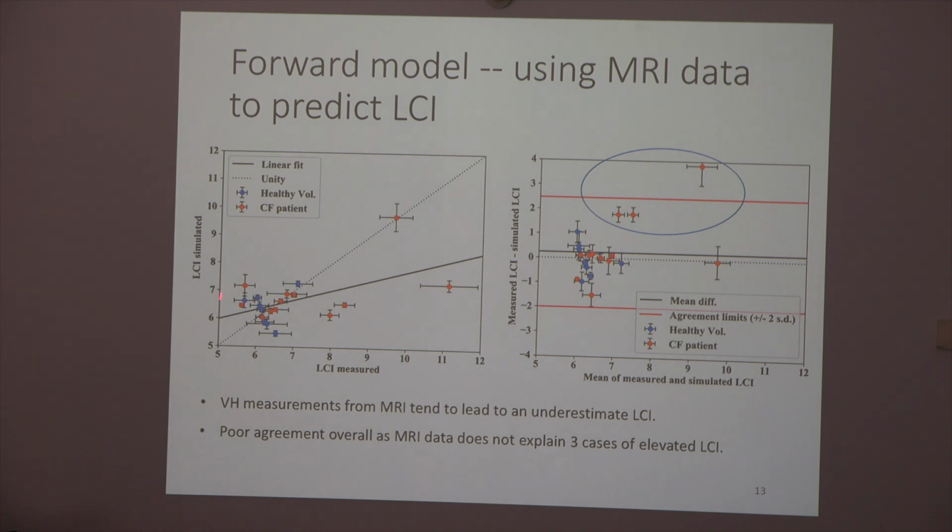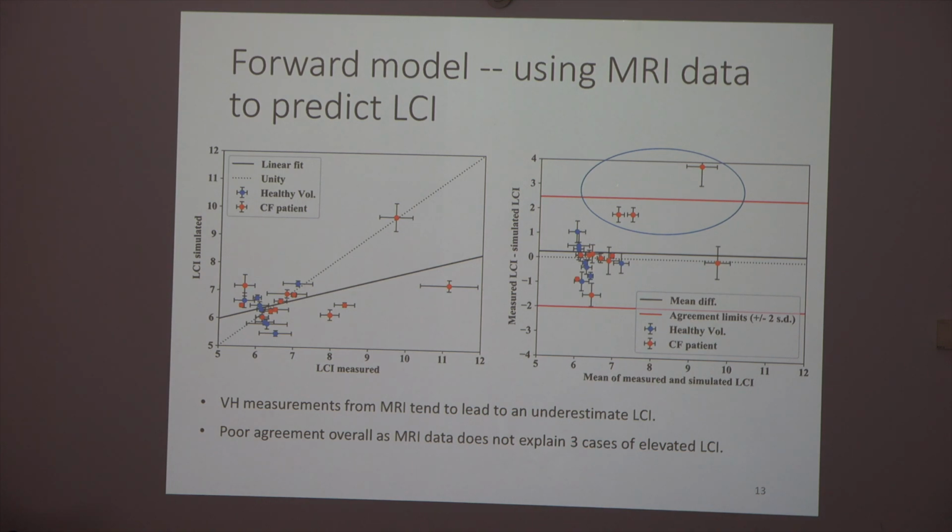So here, orange is CF patient, blue is healthy volunteer. We see fairly clustered good agreement when the ventilation heterogeneity, or the lung function, is normal essentially, which is this 6 to 7 window of LCI here. There's 4 cases that are measured to have increased LCI, but from this simple model, putting in the MRI data, they come out essentially healthy from the simulations.